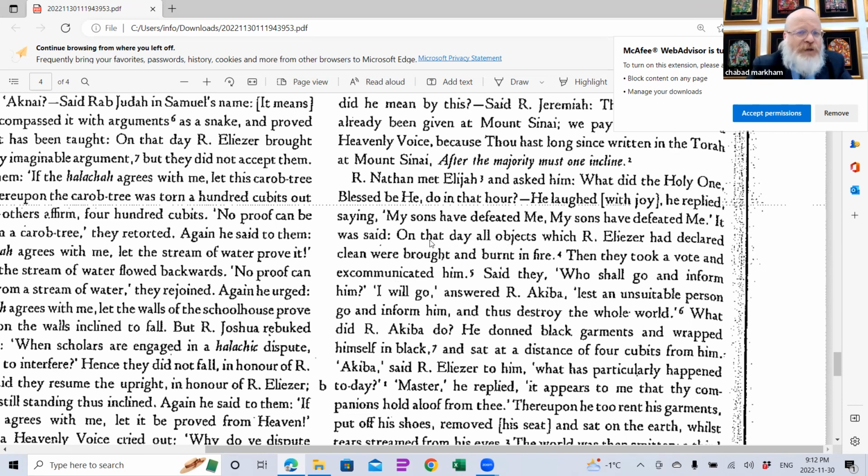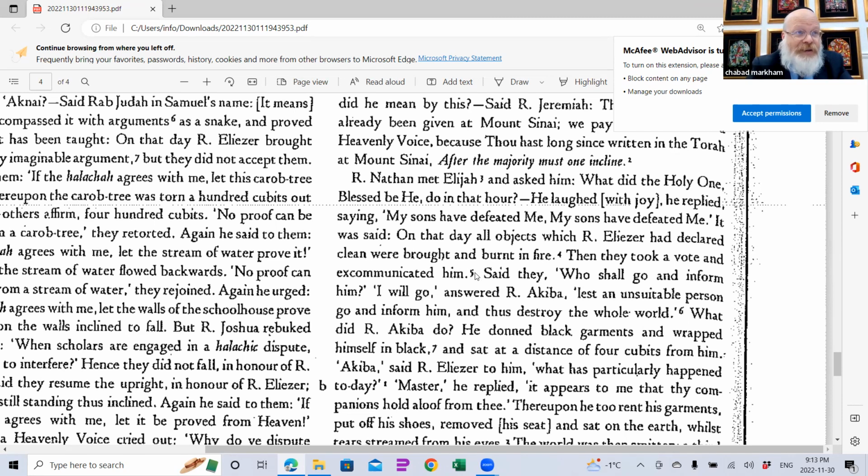That day, when they heard God said, my sons have defeated me, God, so to speak, agreed with this principle that you don't listen to any of the tricks of Rabbi Eliezer, and you don't follow any of his miracles, and you don't follow even the voice of God in this case. So they were vindicated, and they took all the objects of Rabbi Eliezer, which he said were clean, and brought them to be burnt in the fire. They then took a vote and excommunicated him. You know, in the olden days, that was a serious thing, right? They excommunicated him because he wouldn't follow the majority rule. Right? So they excommunicated him.